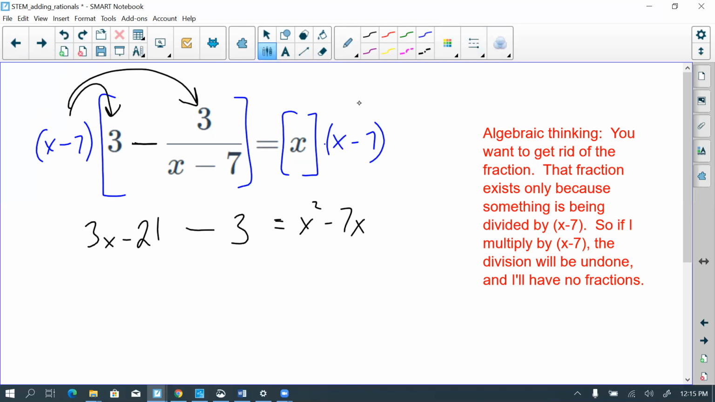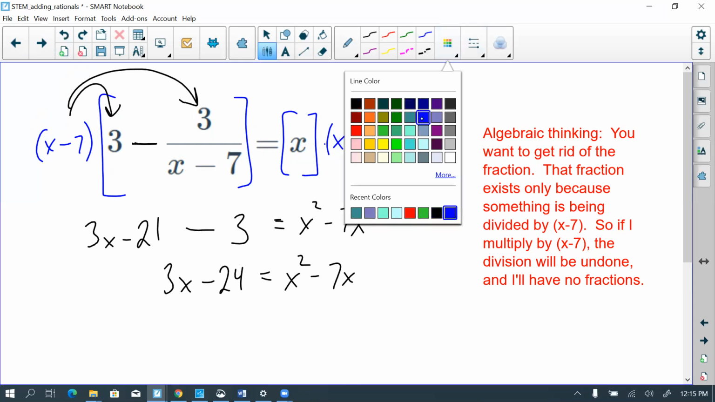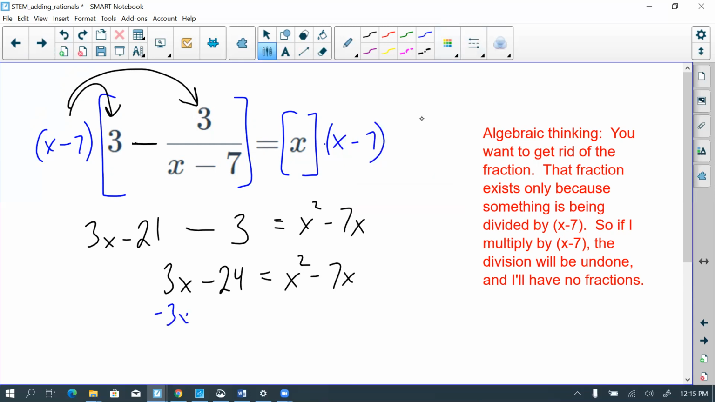And now we have the same situation. We've got a quadratic, so we're going to set it equal to 0 and solve. First of all, combine like terms. Then set it equal to 0. Let's see, I could subtract 3x on both sides. I can add 24 on both sides.